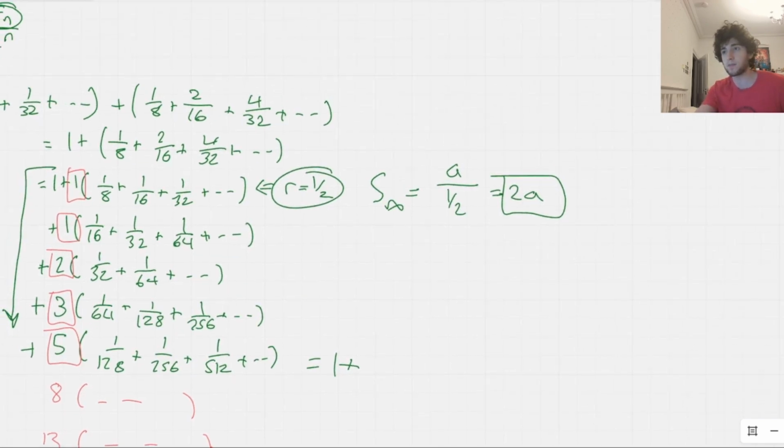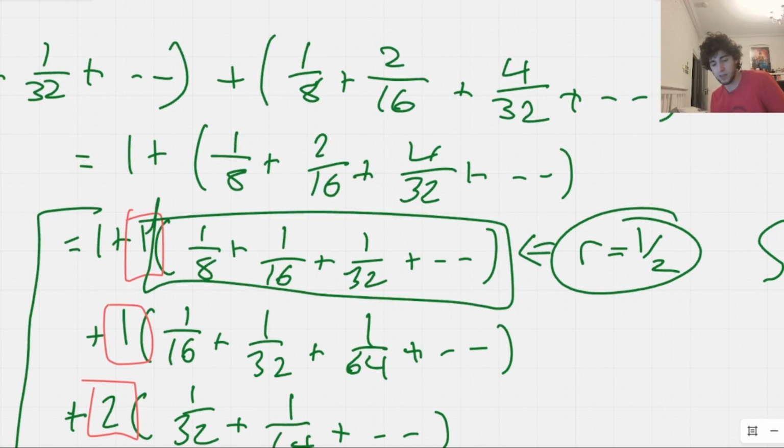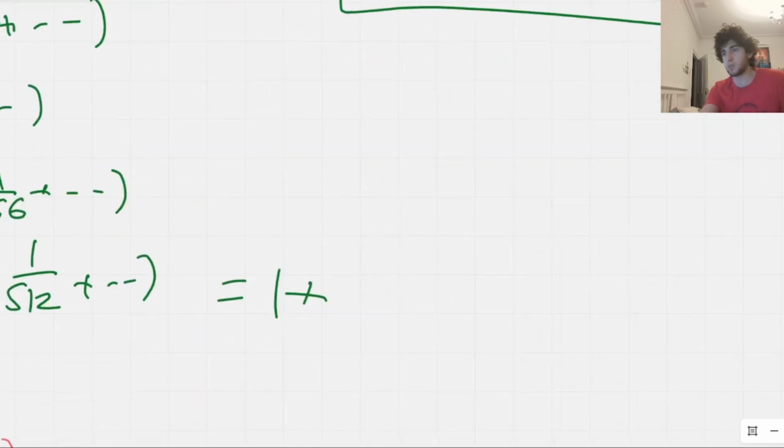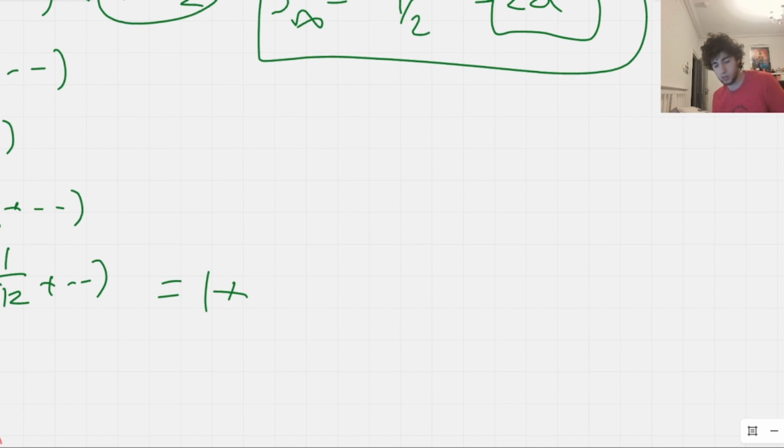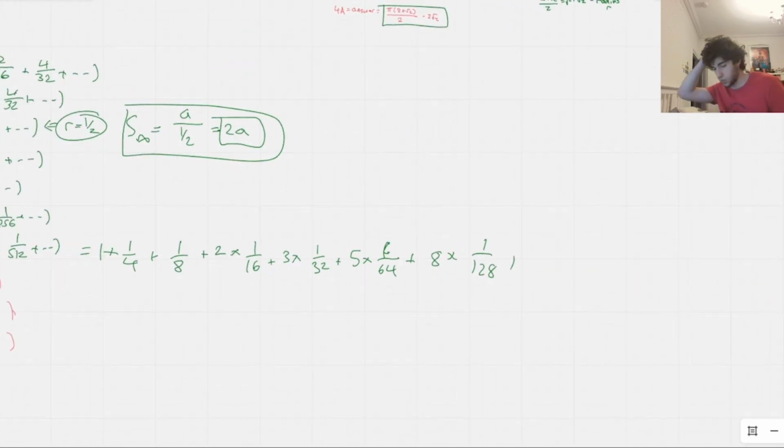So effectively we have this geometric tail here with 1/8 plus 1/16, via the rule that S infinity is equal to 2a. We know that's just going to be 2 times 1/8, because a is equal to 1/8 there. So that becomes 1 plus a quarter. Then we use the same method and you get 1 plus a quarter plus an eighth, plus 2 times a 16th, plus 3 times 1 over 32, and then add 5 times 1 over 64, and then 1, 1, 2, 3, 5, 8, obviously, times 1 over 128, and this pattern will just continue.